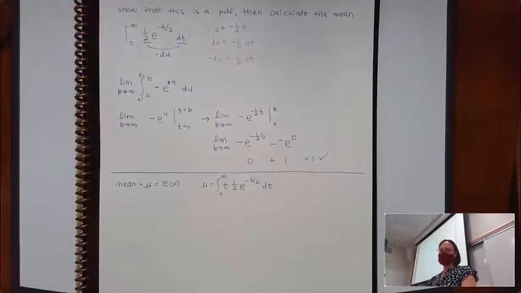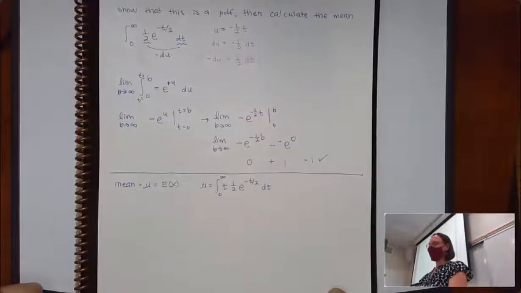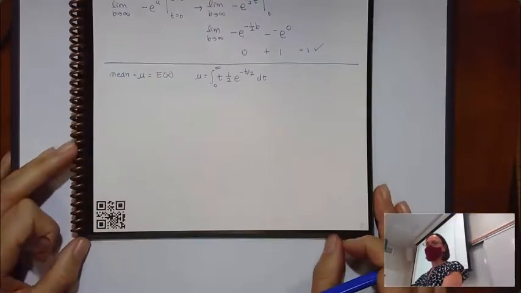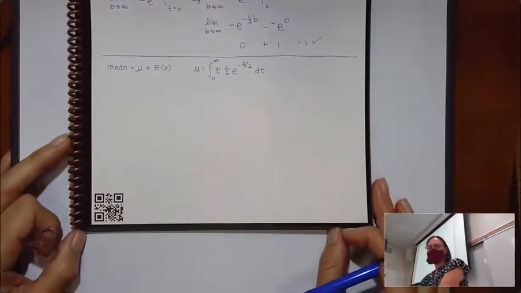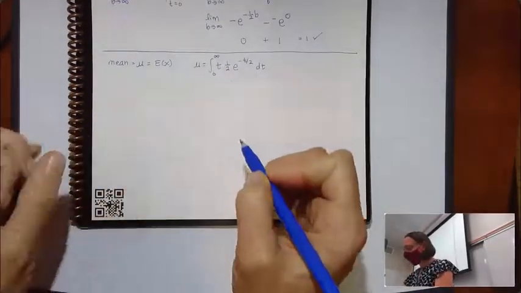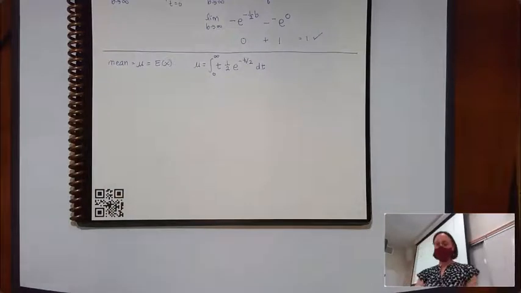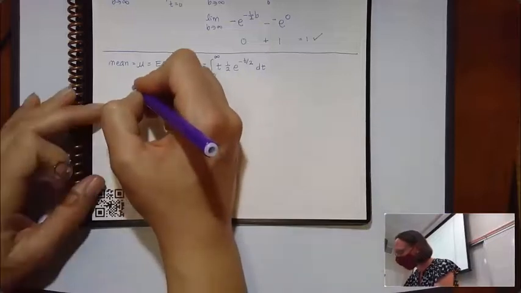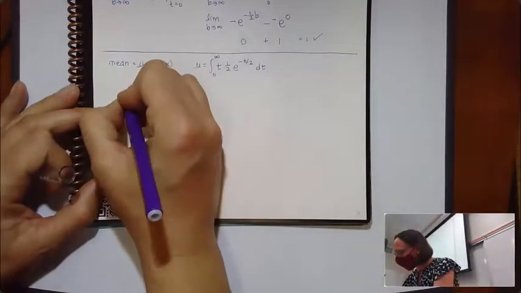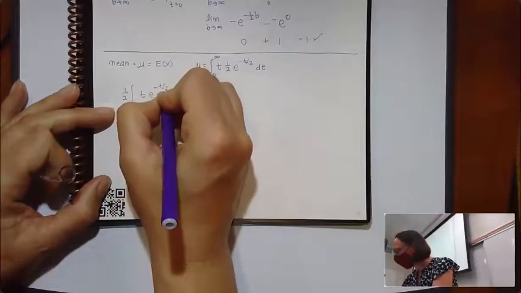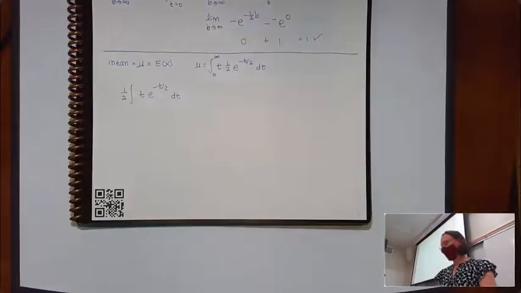This one, if we're going to calculate it, should we do it? Should we do our mean? We got about 5 minutes left. I think I'm just going to go for it. So if I'm going to find the mean here, I can definitely pull the 1/2 out. I'm going to ignore the limits for a minute because I don't want to get lost in the limits while I'm doing the integral. We're going to need to integrate 1/2 t e to the negative t over 2 dt.